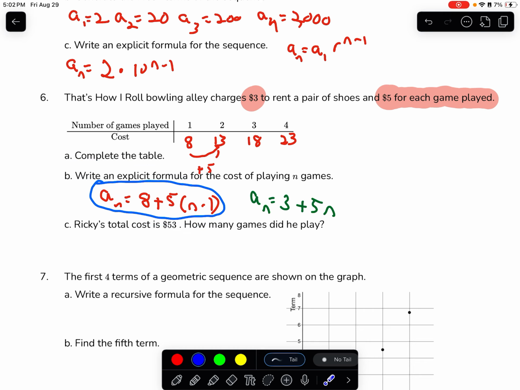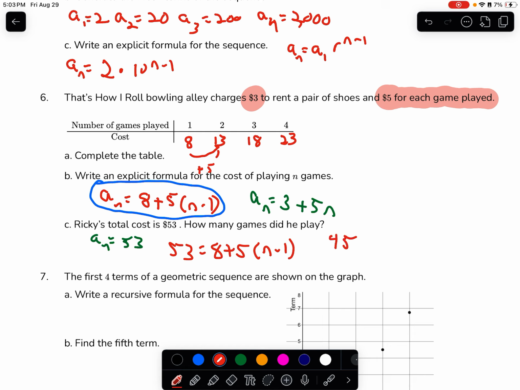Now, Ricky's total cost is $53. So how many games did he play? Well, that just means a sub n equals 53. So we say 53 equals 8 plus 5 times n minus 1. Subtract 8 from both sides. This is a linear equation, fairly straightforward. So you subtract 8. 53 minus 8 is, what is that? That's 45, I think.